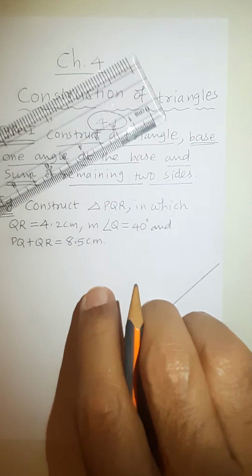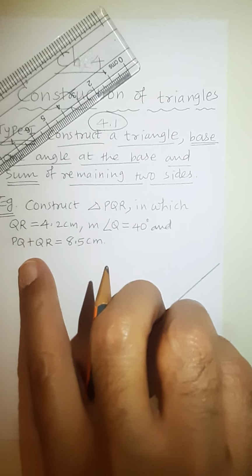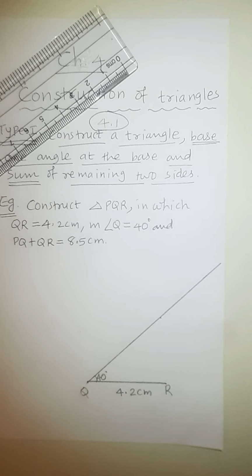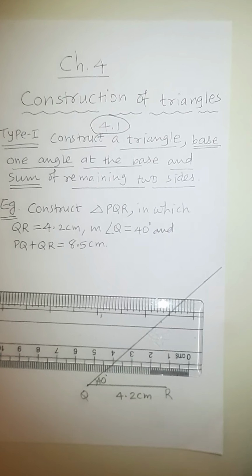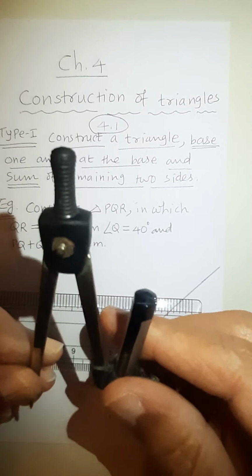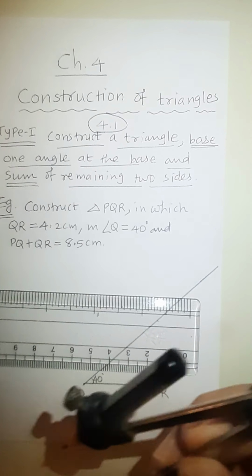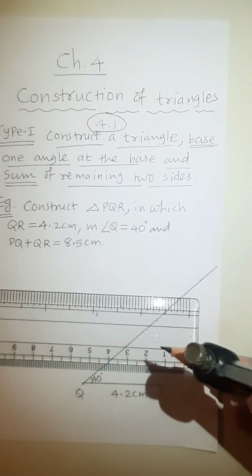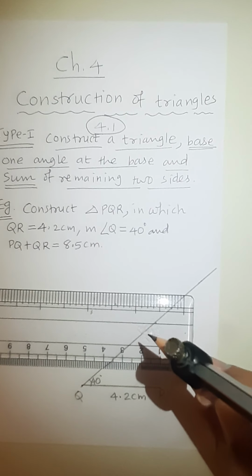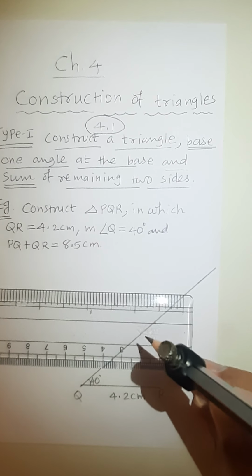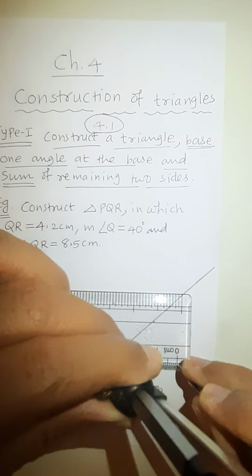Now we have to take the compass. The sum of PQ and PR is 8.5 centimeter. So with the help of this pair of compass, on the scale, we have to take the length 8.5 centimeter fully. I will keep the point of the compass exactly at 0, and I will stretch this.